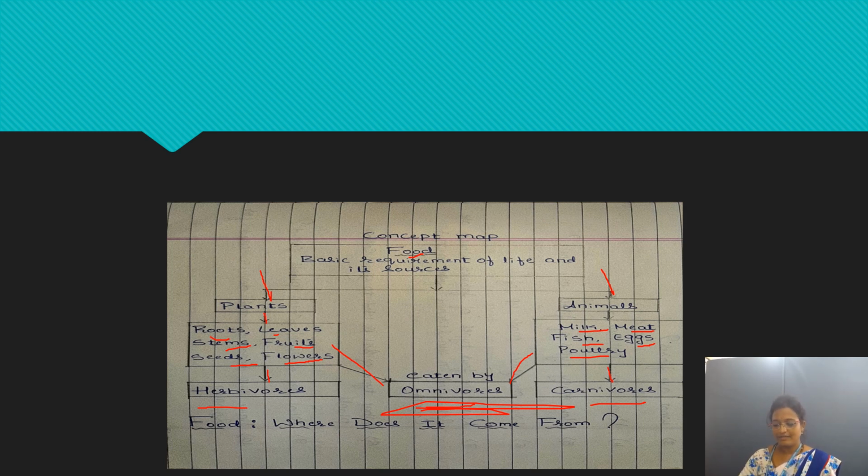So we have learnt about food and its importance. We have learnt about variety of food, and even about sources of food. We have learnt about ingredients, and even about types of organisms based on their food habits.